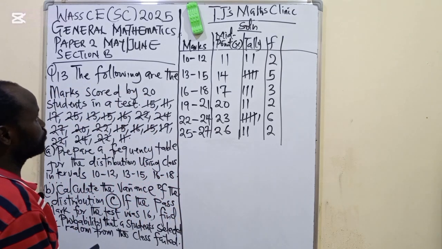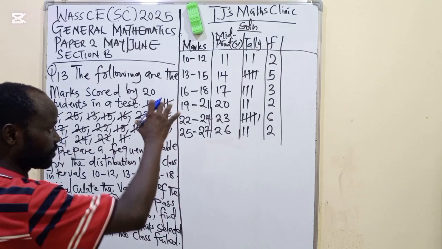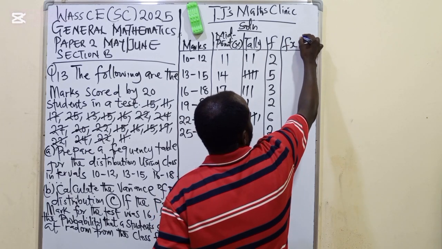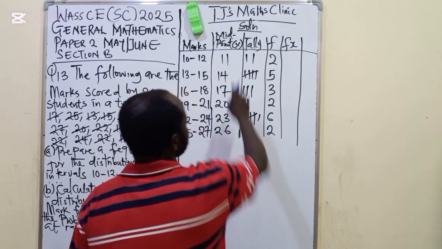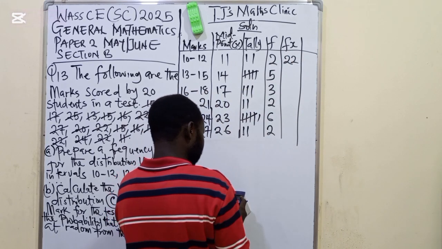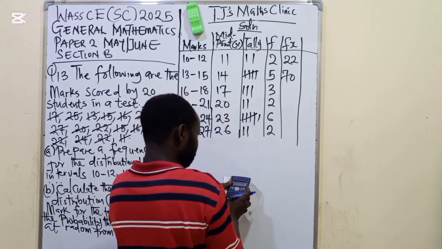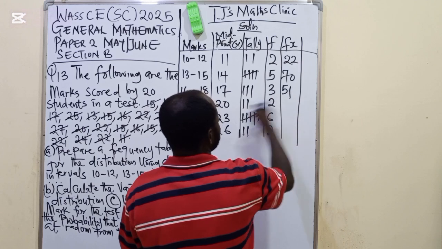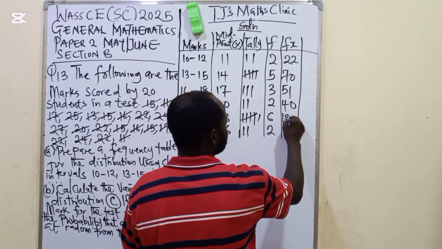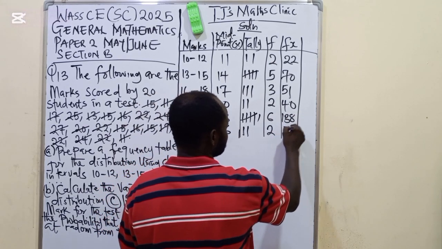The next thing for us to do is to get fx. We need our fx, then we look at the formula for variance so that we can tabulate it well. Very important. Let's get our fx. We multiply the frequency by this x. 11 times 2, that's 22. 14 by 5, that's 70. 3 by 17, or 17 by 3, that's 51. This is 40. 23 by 6, that's 138. 26 by 2, that's 52.